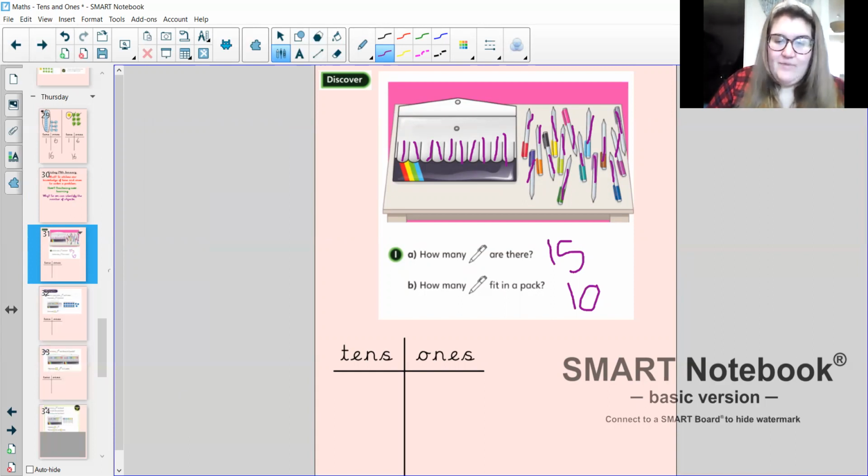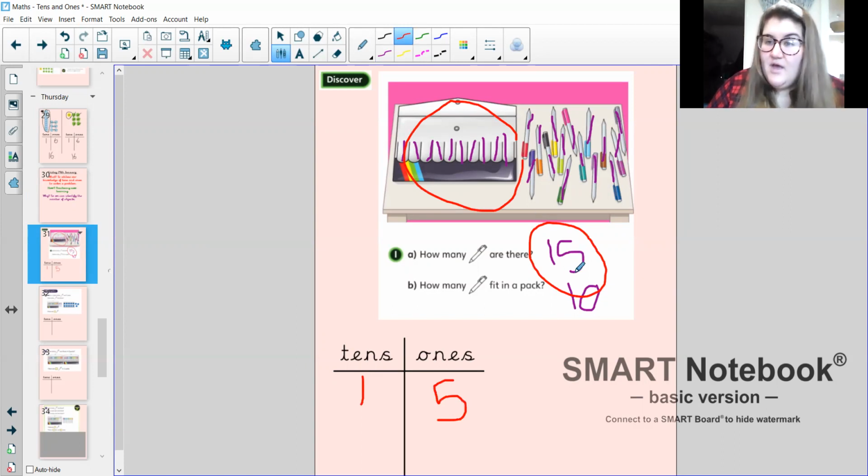So let's see if we can fill in our place value grid using the number 15. Okay. So in my pack, I will have one group of 10. And then on the side, I will have 5 ones because 5 of them, unfortunately, won't fit in.